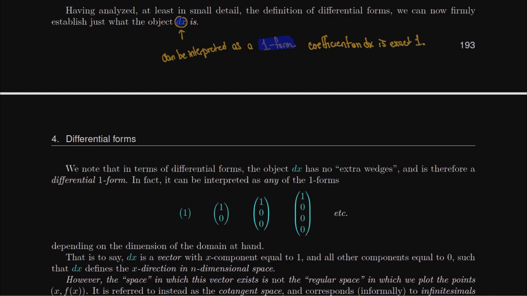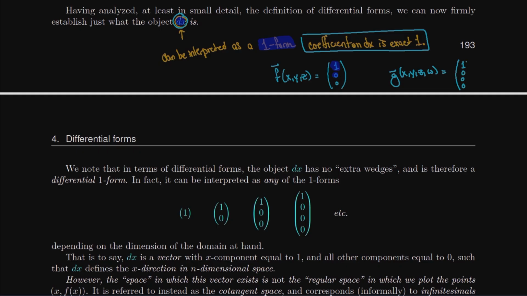In other words, what is the 1 form that dx is assigned to? It's really this vector field, f of x, y, z, if I'm assuming 3 dimensions. It's the vector field 1, 0, 0. In other words, I'm ascribing the vector component 1 in the x direction and 0s in the y and the z direction. But of course, this is going to change depending on the size of my ambient space. If I have g of x, y, z, and w, dx is still just the coefficient of 1 in the x direction and 0s everywhere else.